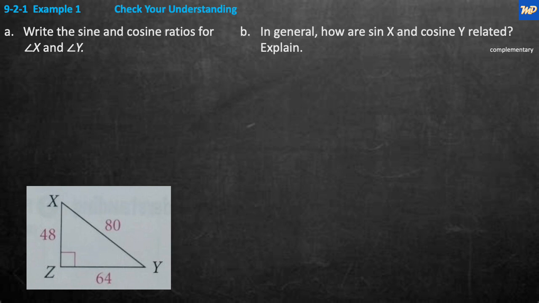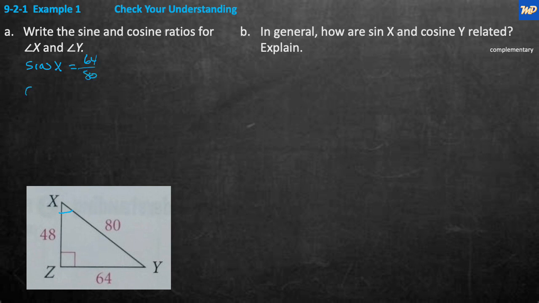Let's see what we have here. So if we look at angle x, here's angle x right here. We want to know what is the sine of angle x. They give us all the numbers we need here. Well, we know the sine is the side opposite divided by the hypotenuse. So the sine of angle x is equal to the opposite, 64, divided by 80, the hypotenuse. So it's equal to 64 divided by 80.